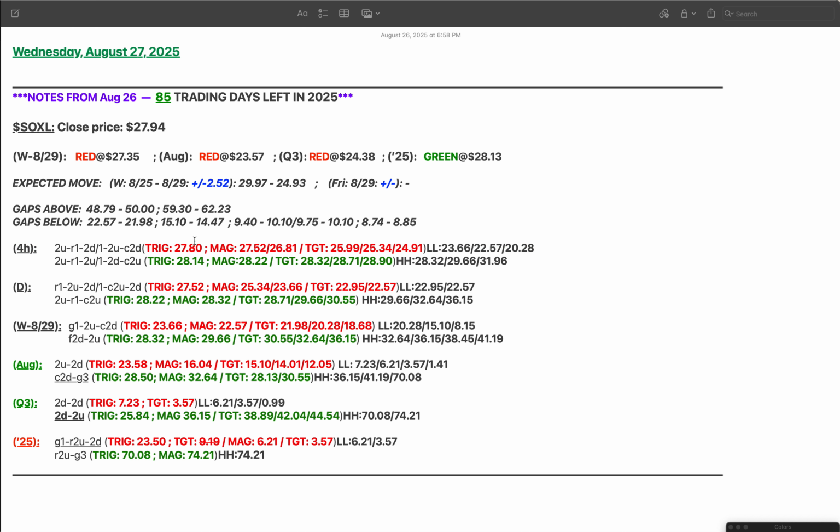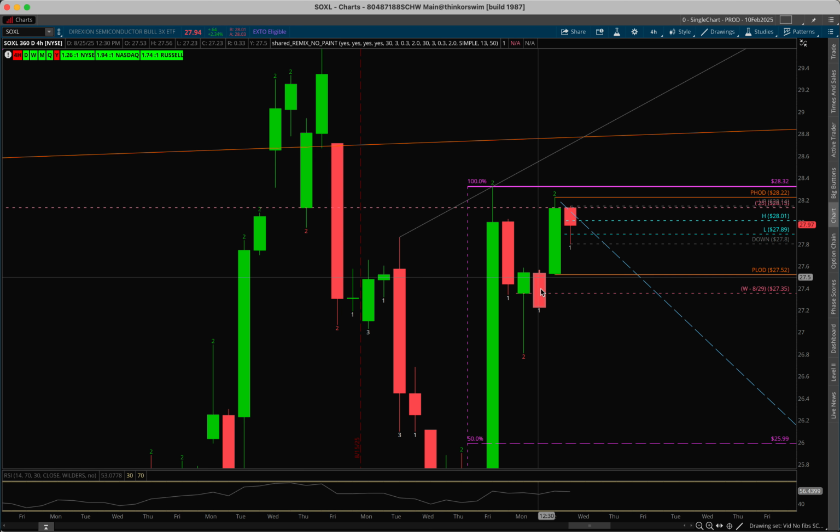Now, what we do want to keep in mind is once we reach 27.52, that would domino us into a 1-2 up combo 2 down. So here's the 1, 2 up, and then this 1 with the 2 down tomorrow would make a combo 2 down, triggering here at this 27.52. And one of the reasons why we love a 1, 2 up, 2 down is because the trigger is the low of this 2 up, but the target is not the low of the 1.